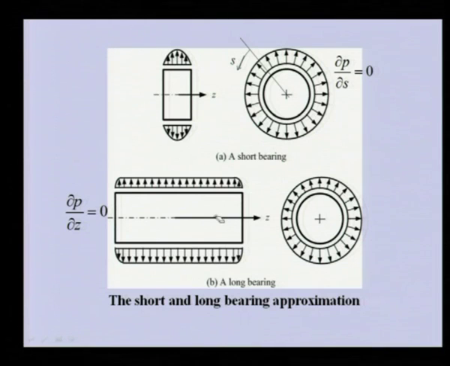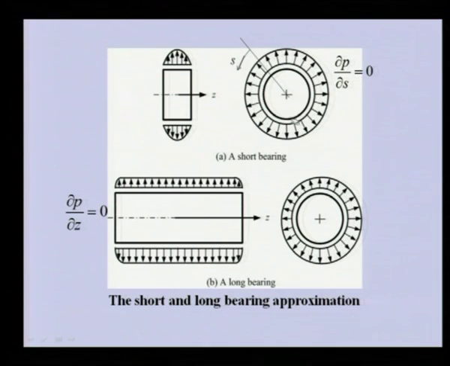Another approximation is the long bearing approximation. Here the length of the bearing is so long that the variation of the pressure will not be there in the axial direction. Slight variation will be there at the end only, but in the circumferential direction, a lot of variation will be there as compared to the axial direction. So, in this case, we can neglect the variation of the pressure with respect to z, and the Reynolds equation will have differentiation only with respect to the circumferential direction s, and again it can be solved in closed form.